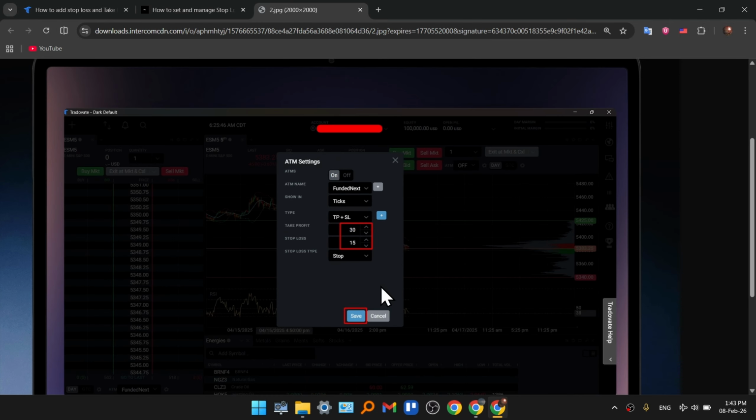So this is going to be your interface. You can see the ticks, and then you choose the type, take profit and stop loss, and of course set the entries, and then press on save.